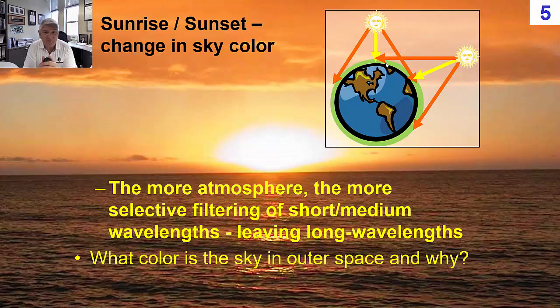Because there's no atmosphere, there are no molecules to scatter light, so the wavelengths are just passing straight through the void and not being scattered. The moon doesn't have an atmosphere, therefore the sky always looks black on the moon.